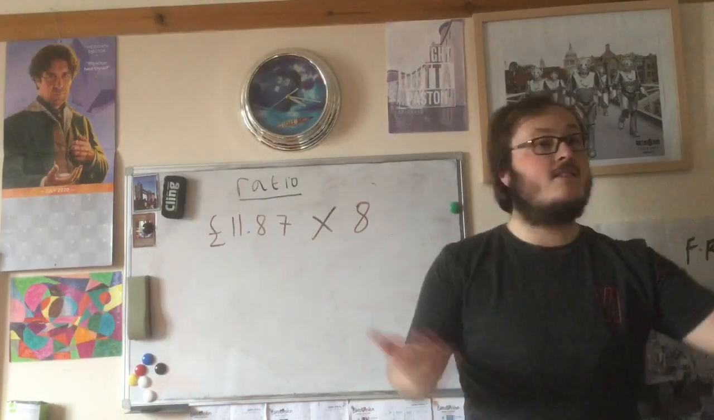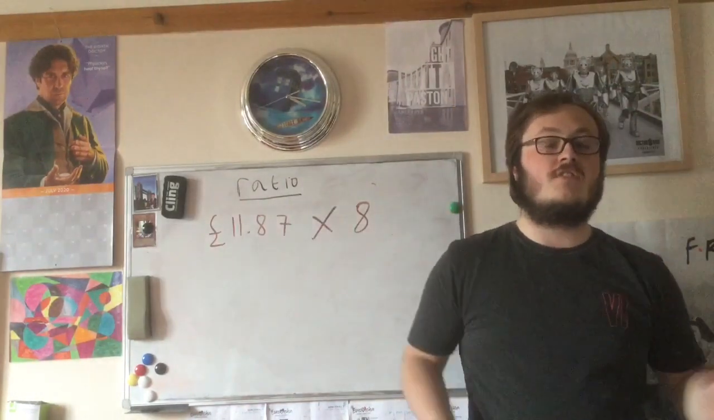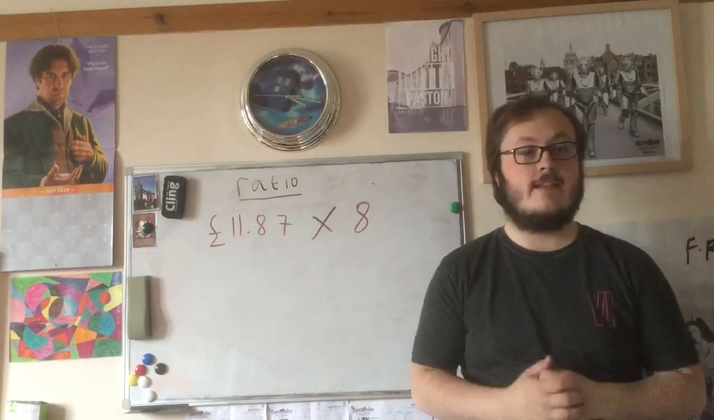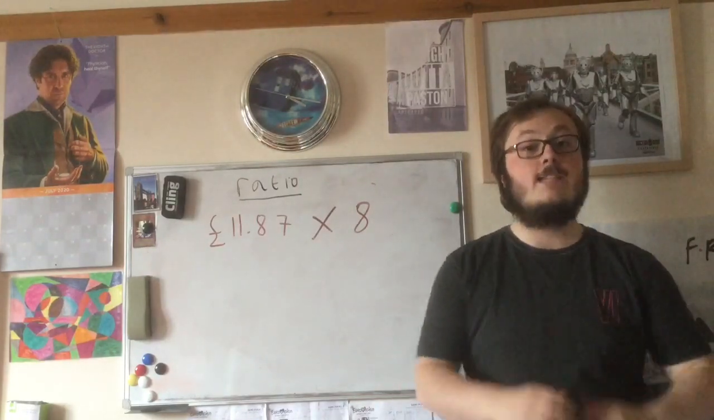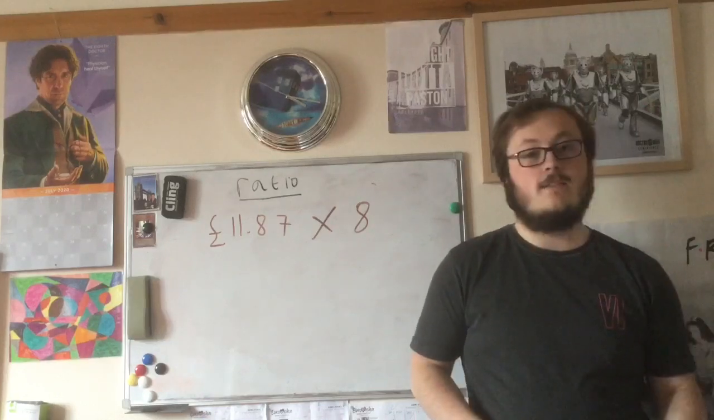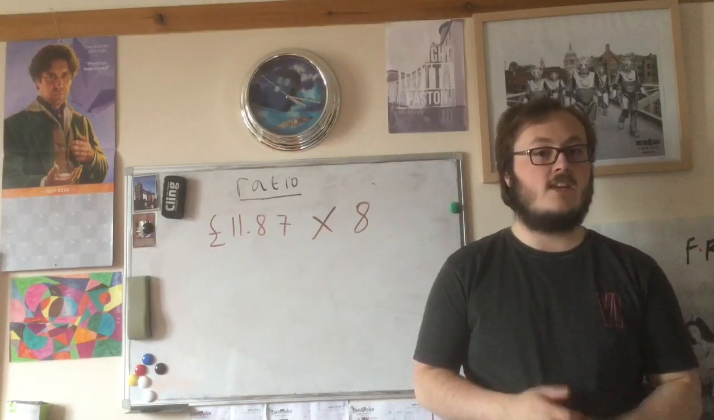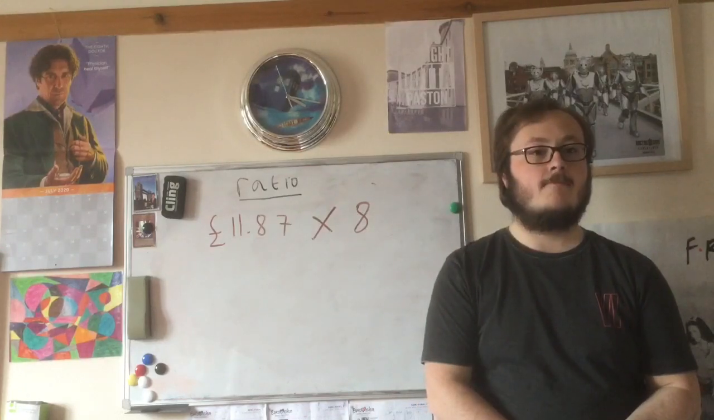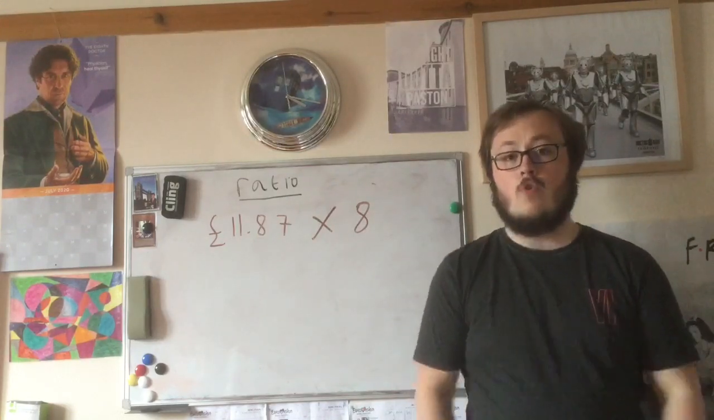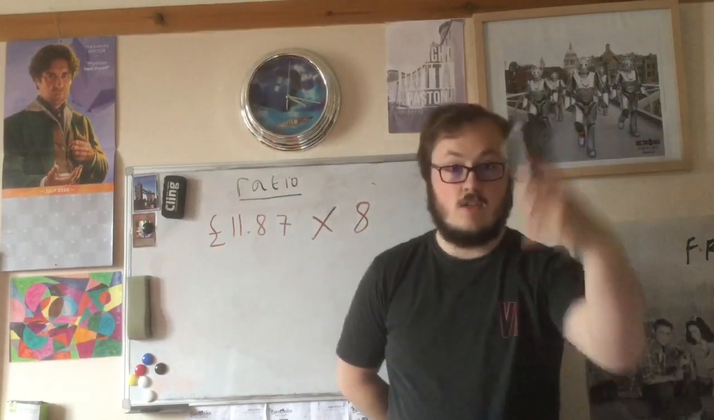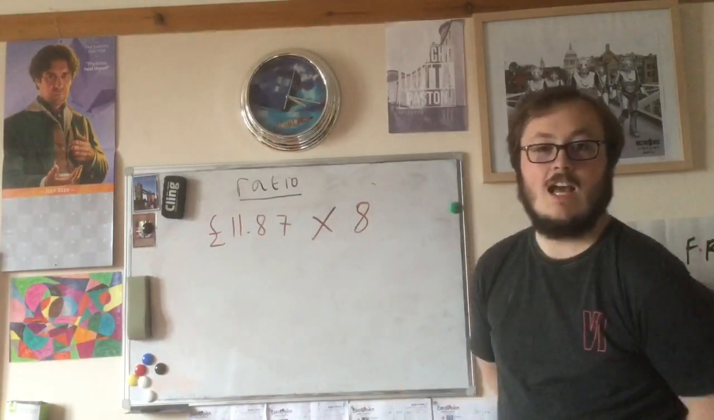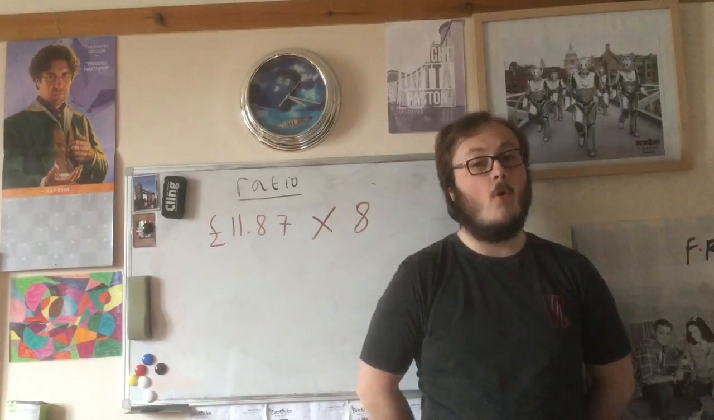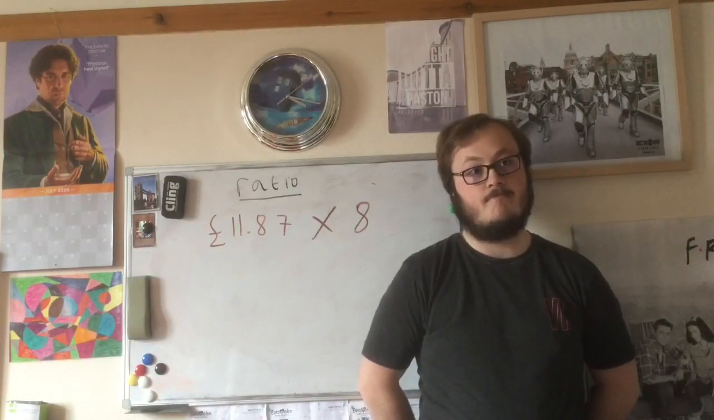Now let's say I went into a shop and I bought a bunch of stationery, and that bunch of stationery cost me £11.87, but I need to buy that for 8 people. So I need to buy £11.87 worth of stationery for 8 people. So what is £11.87 multiplied by 8? Now, I want you to do this without a calculator. I want you to do this without the methods that I showed you before on multiplying decimals.